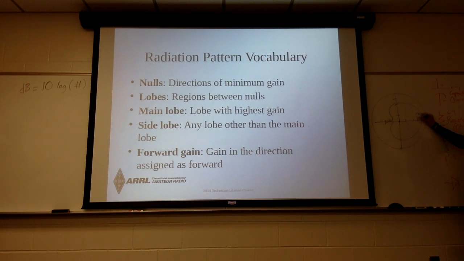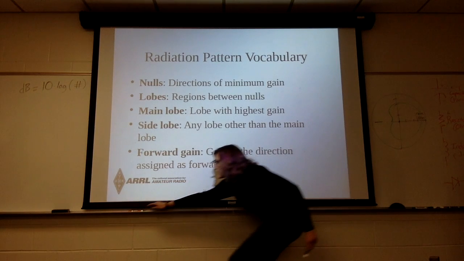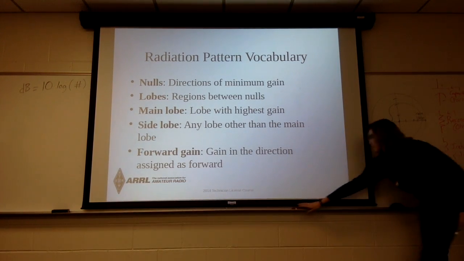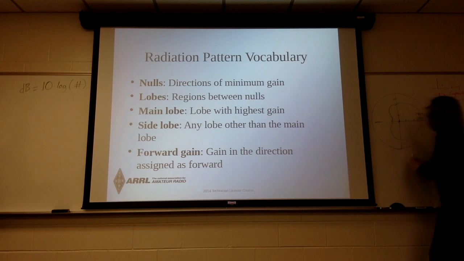If you have a lobe, that's an area where it radiates some electromagnetic field. Your main lobe is the one where it's highest, and your side lobes are the ones where they're kind of okay.